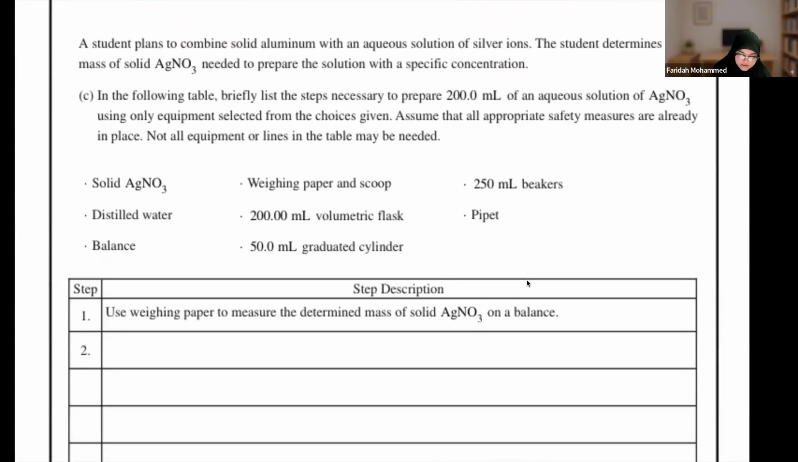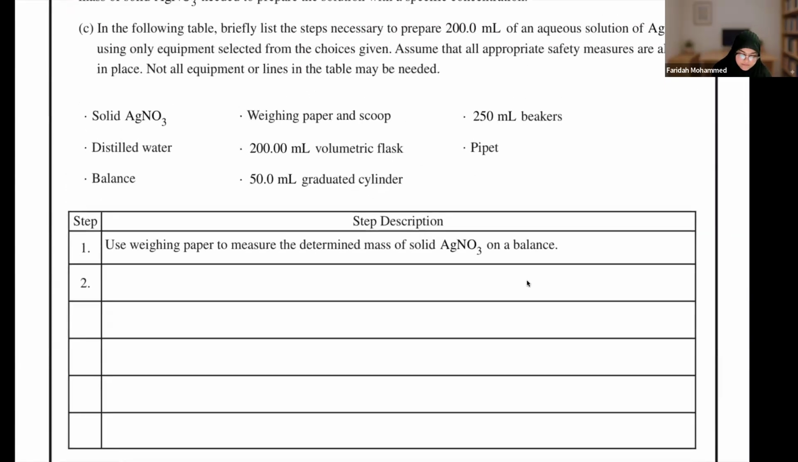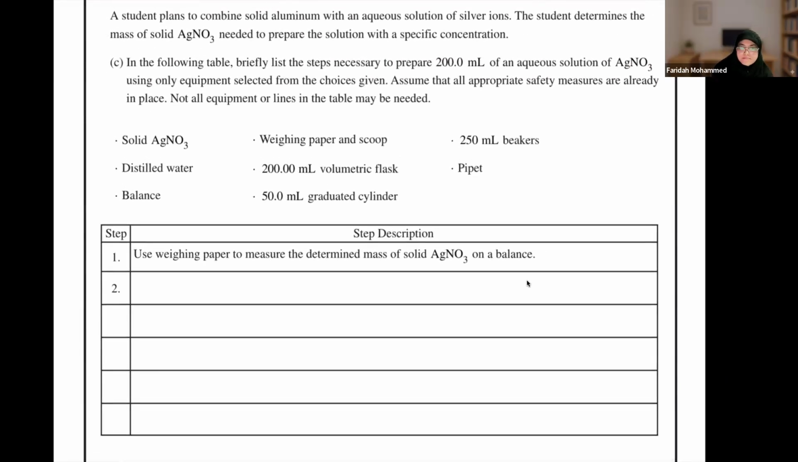Okay, so this is preparation of solution. Let's hear it. Rihanna? I was just going to ask if you wanted me to say what I did. Okay, sure. For step 1, I just used the one that was on there: use weighing paper to measure the determined mass of the solid. And for step 2, I said measure out the determined amount of the solution of silver ions in a graduated cylinder to get a precise measure.